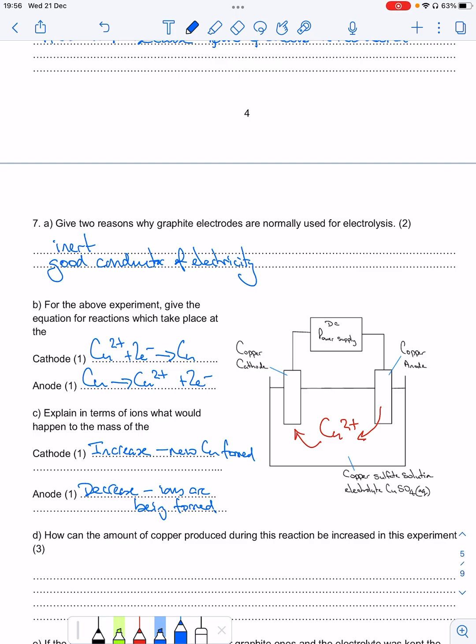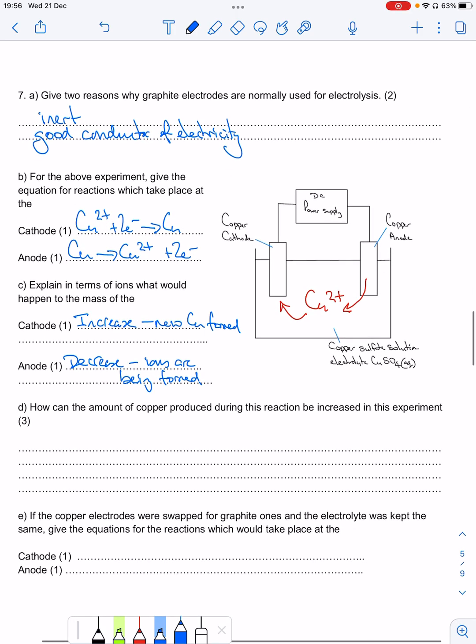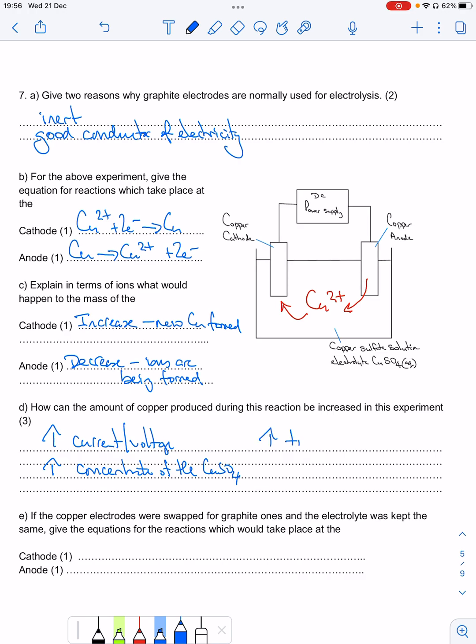How can I increase the amount of copper? So basically saying how can I increase the rate of electrolysis? What I can do is I can increase the current or the voltage in the DC power supply. I can also increase the concentration of the copper sulfate. I could let it run for longer, so increase the time. I could leave it running for longer, and that therefore more time for electrolysis, therefore more copper is going to be deposited.